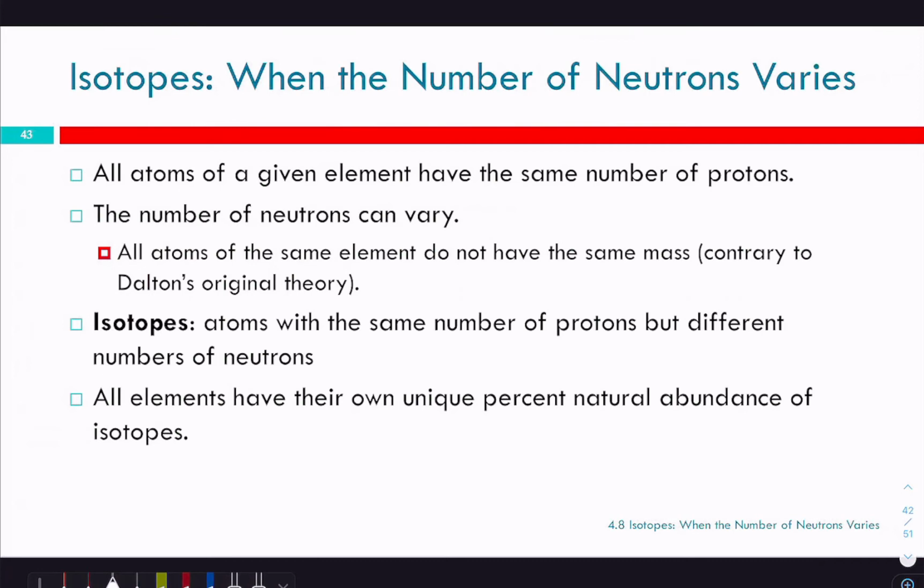And then all elements have their own unique percent natural abundance of isotopes. So the percentage of chlorine atoms that are going to be, let's see, what is chlorine? Chlorine's, I think, 35 and 37 are the abundant isotopes. 35 and 37.